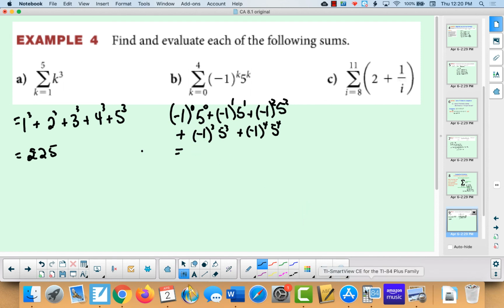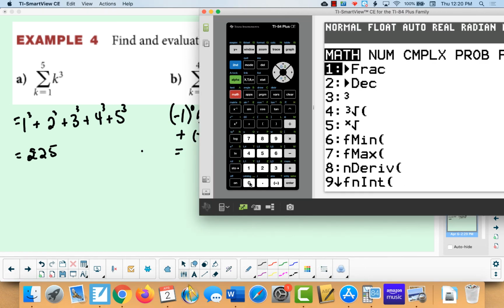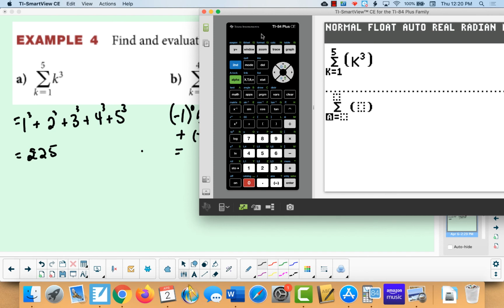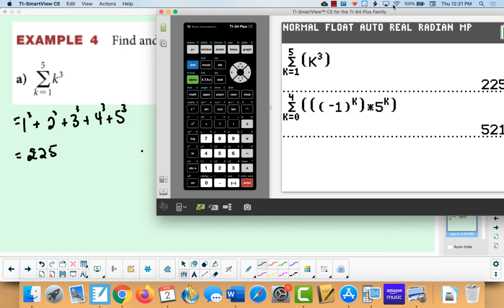And again, I can take my calculator, do math 0. We're going to do K, so that parentheses again. This time it equals 0 to 4. This time I have -1 to the K power times 5 to the K power, and that gives me 521 for that sum.